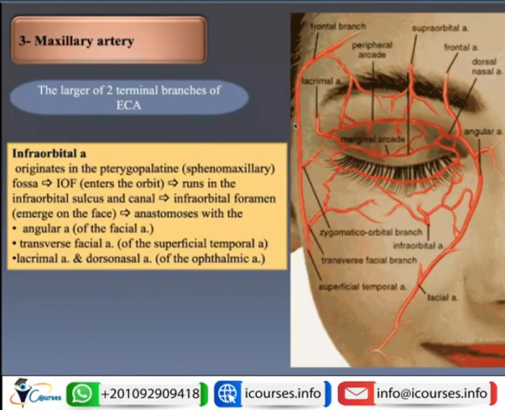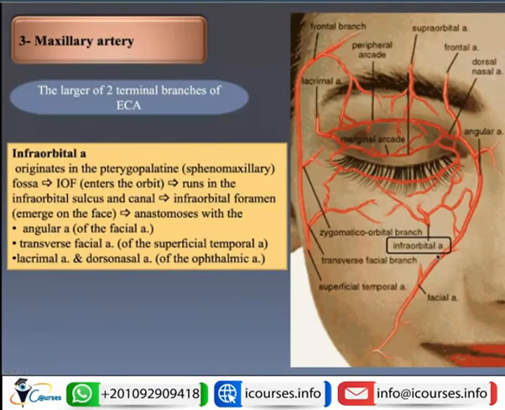Then the second branch, or the largest branch, of the external carotid artery will be the maxillary artery. We said before that the maxillary artery originates in the pterygopalatine region, then it will pass into the inferior orbital fissure. We said that it is one of the contents of the inferior orbital fissure. It runs into the orbit, then it will run into the infraorbital sulcus and the canal to emerge on the cheek from the infraorbital foramen as the infraorbital artery.